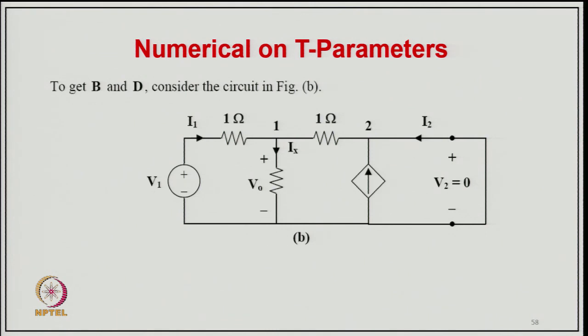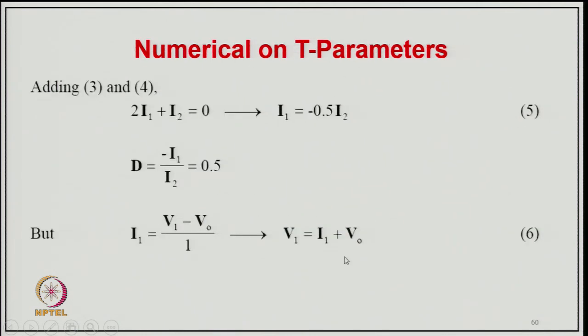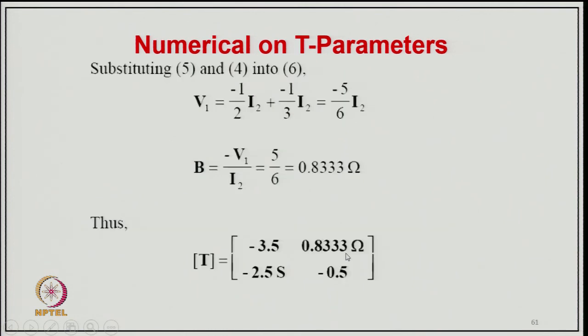Now, to get the other parameters, the BD parameters, we short circuit the output, V2 equal to 0, and find them from this circuit. At node 1, I1 equal to V0 by 2 plus V0 by 1, which gives 2 I1 equal to 3 V0. At node 2, I2 plus V0 by 1 plus 4 I2 equal to 0, so minus I2 equal to V0 plus 2 V0, or I2 equal to minus 3 V0. From these, 2 I1 plus I2 equal to 0, or I1 equal to minus 0.5 I2, and the D parameter, minus I1 upon I2, is 0.5. And V1 equal to I1 plus V0.